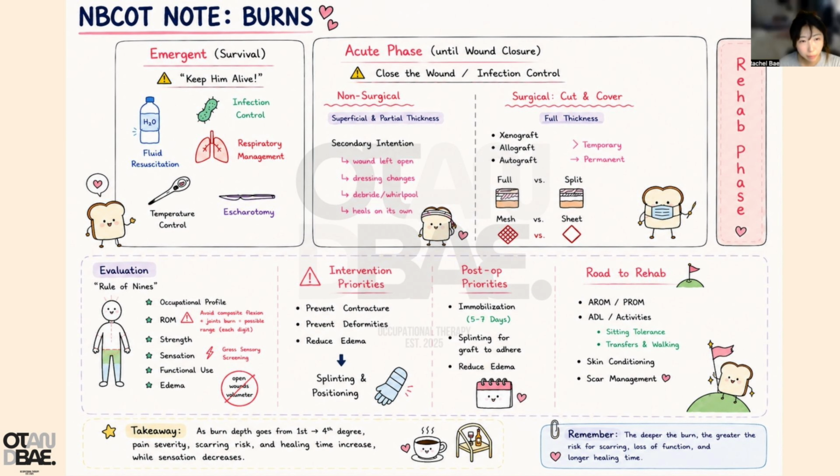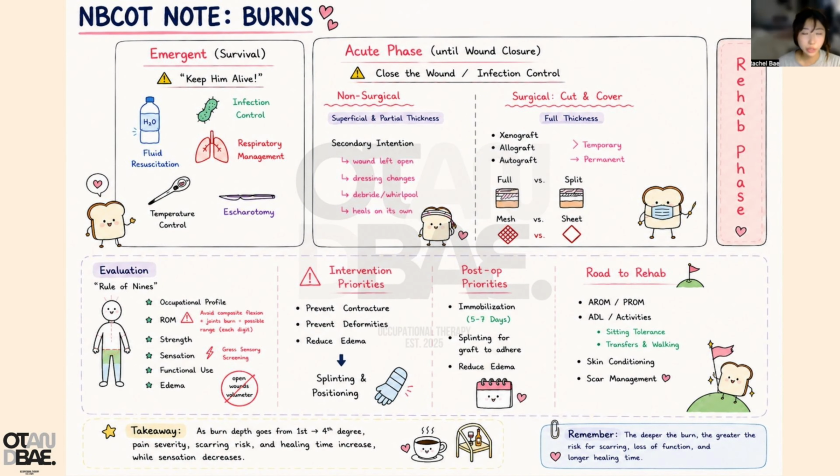Next comes the breathing. If someone has burns around the chest, especially circumferential burns, the burned skin becomes stiff. Imagine wrapping your chest with a tight leather belt. Every breath becomes harder. In severe cases, an escharotomy may be performed to release that tight burn tissue so the chest can expand again. And now let's talk about the circulation.